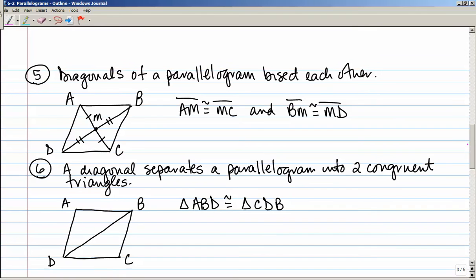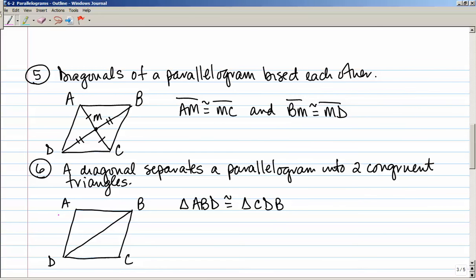Theorem number 5. The diagonals of a parallelogram bisect each other. So when I draw these diagonals, BD and AC, they're not congruent to each other, but they do cut each other in half. So M is actually going to be the midpoint of both AC and BD. So segment AM is congruent to segment MC. Segment BM is congruent to segment MD.